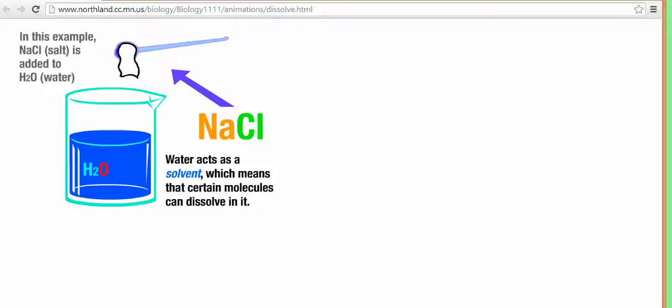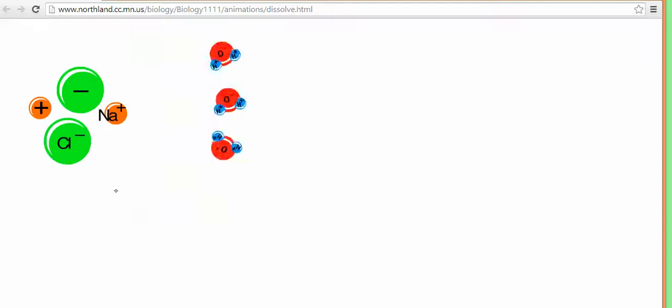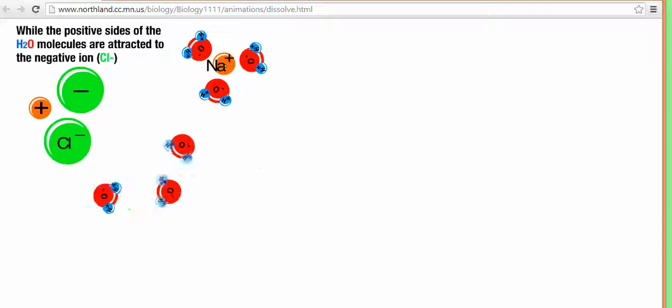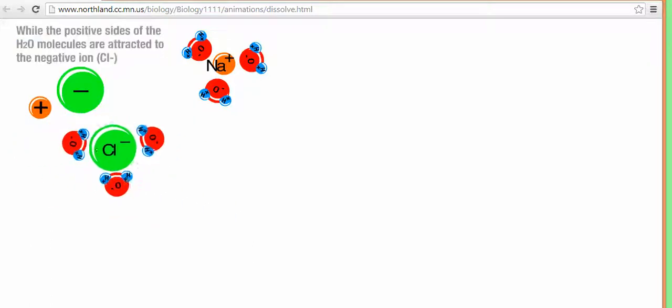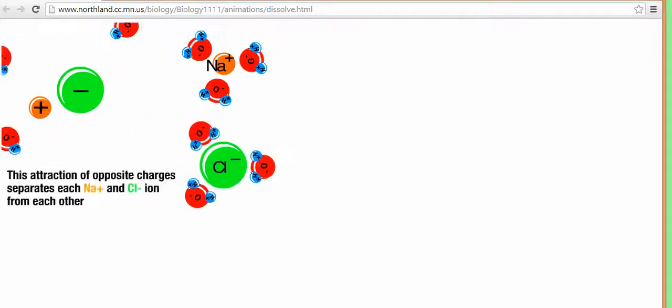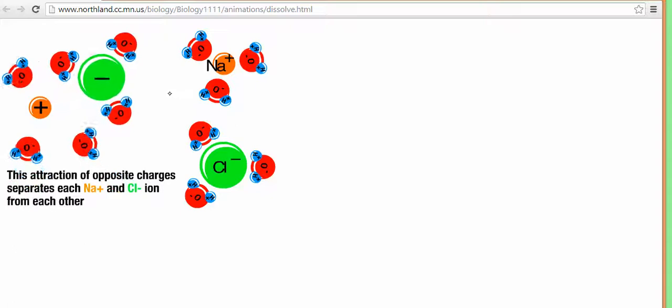Water acts as a solvent, which means that certain molecules, or ionic compounds, can dissolve in it. Now it will blow this up, and you can see the negative oxygen end combines with a positive ion. The positive hydrogen end combines with a chlorine. And that just continues until the whole ionic compound is torn apart.